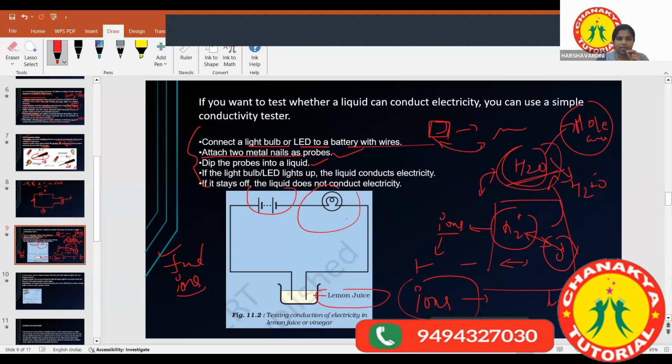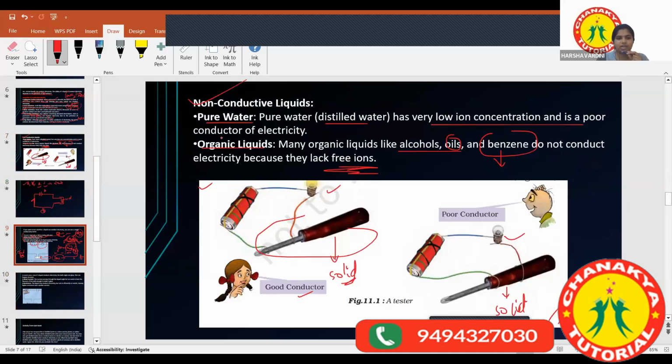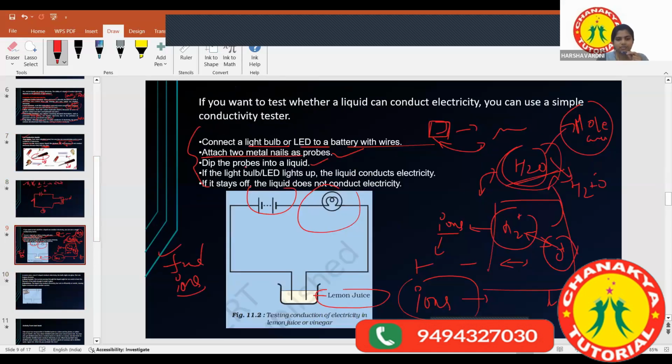Yes, it means in the circuit they have this setup. Mom, I did this experiment before. I think everybody can understand this, right? Yes, ma'am.